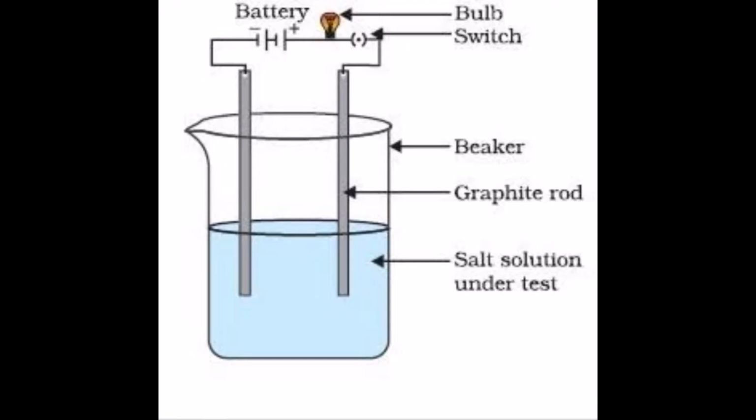The bulb starts glowing, indicating the flow of electric current. This shows that a solution of sodium chloride can conduct electricity.